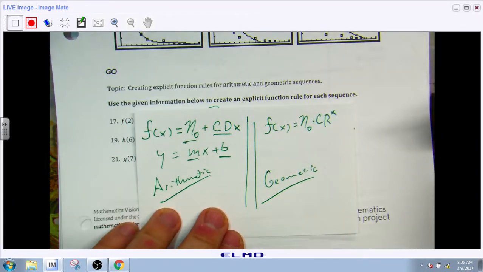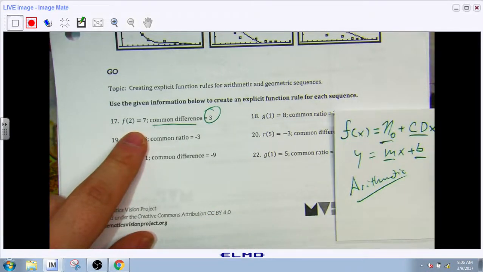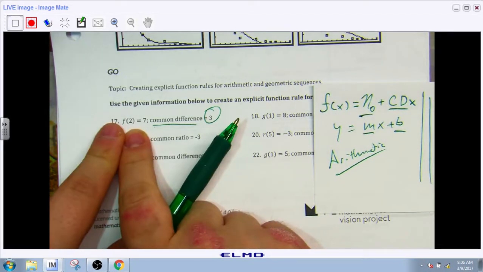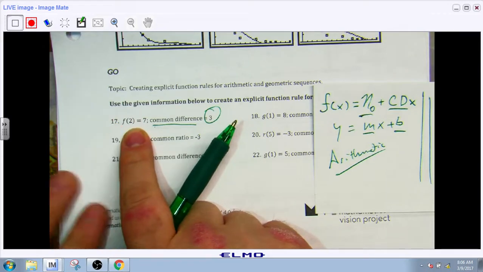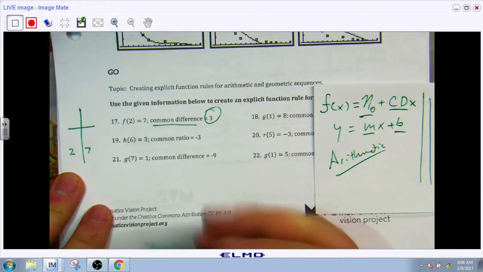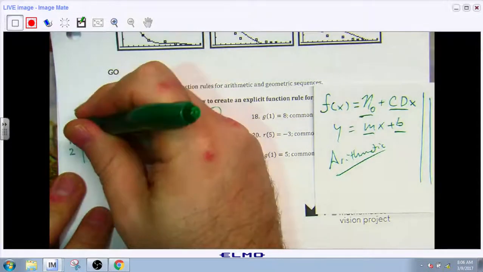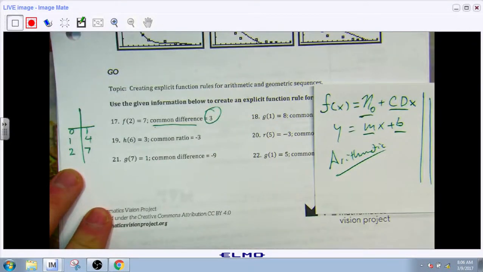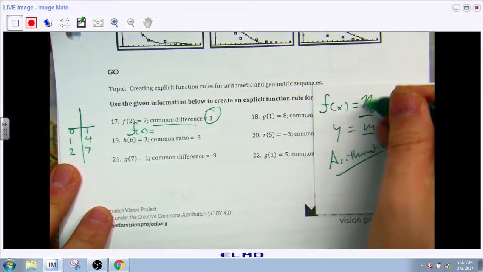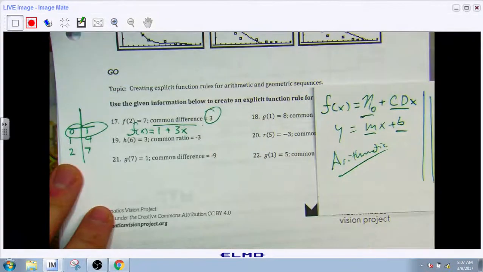Okay. So when we're looking at this, I see that this is a common difference. What we aren't given is our starting value, but we are given our second value. We're given that our second value is 7. And so if our common difference is 3, we would know that our first value was 4 because it's 3 less, and we know that our 0 value was 1 because that's 3 less. So I just know from using this equation that f of x is going to equal n sub 0, which is 1, plus our common difference, which is 3, times x. We have it just like that.